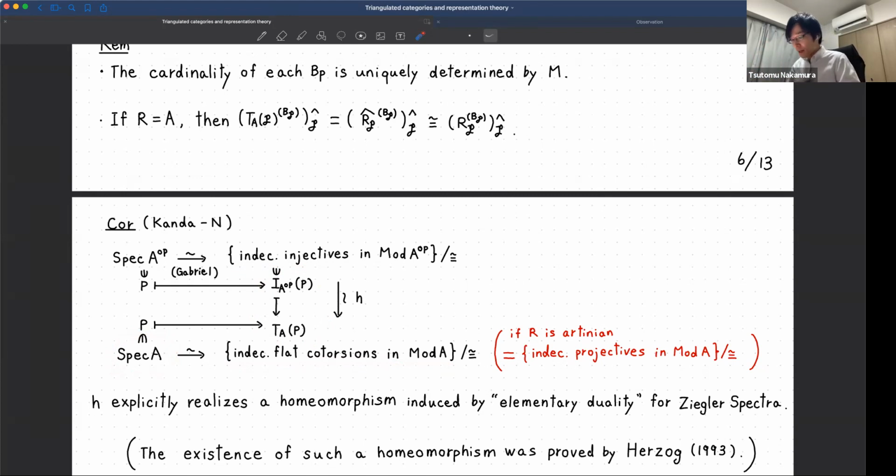Okay. If you are interested in such facts and some background on G-grass spectra and elementary duality, please see my paper with Ryo Kanda, especially section 8.